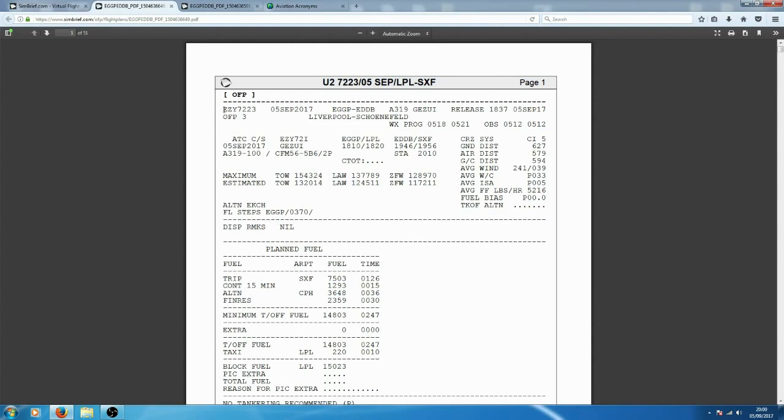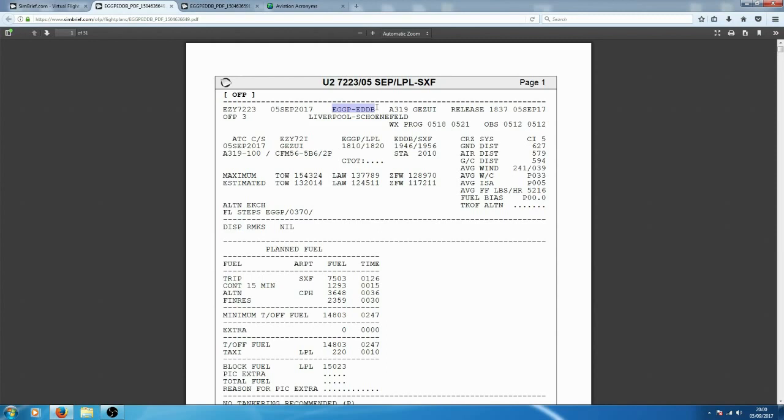Moving on now, we'll go to your first bit of information, which is your flight number, EZY7223. Next bit of information is your date yet again. These here are your 4-letter airport codes. Now your 4-letter airport codes are very convenient because you actually need to enter these on your FMC.